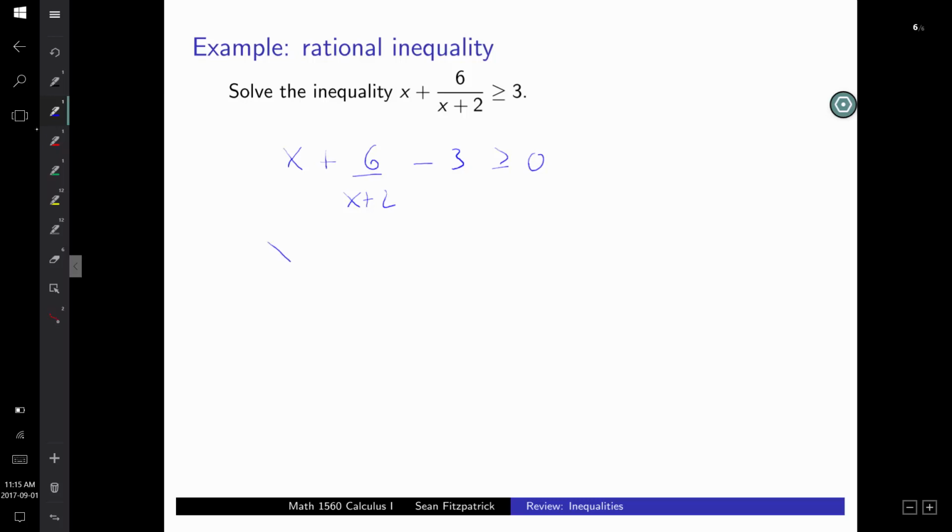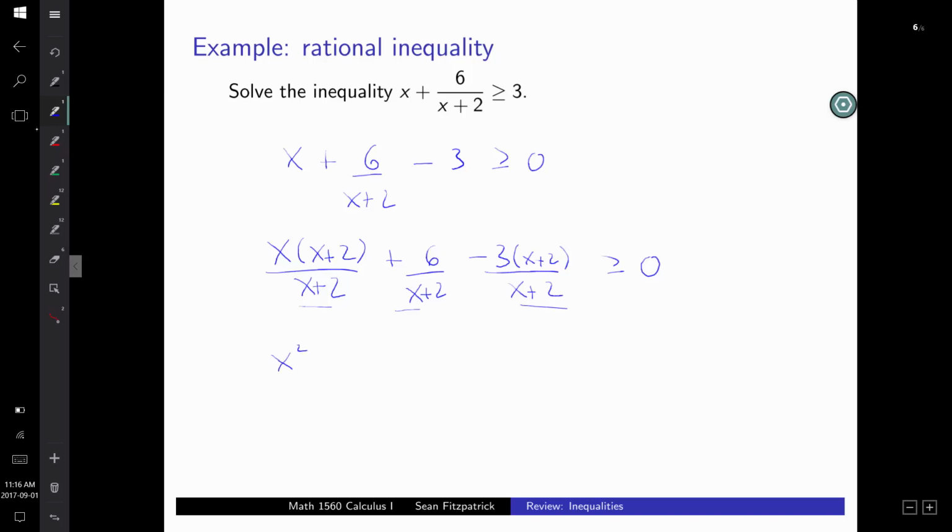So I'm going to go x times (x + 2) over (x + 2), 6 over (x + 2), minus 3 times (x + 2) over (x + 2). And I haven't actually multiplied both sides of the inequality by anything. I'm just rewriting these two terms, the first and the last term here, as equivalent fractions, right? So I haven't changed anything. I can do this.